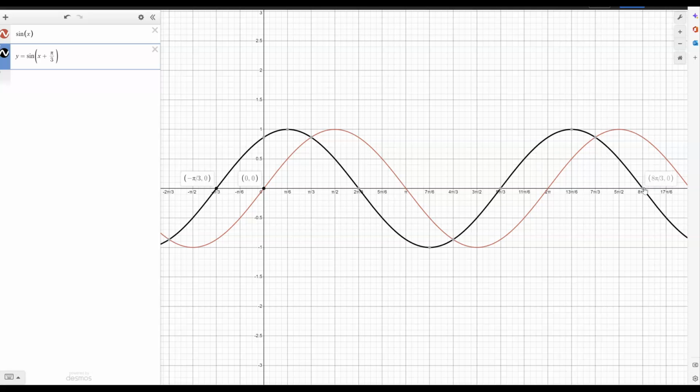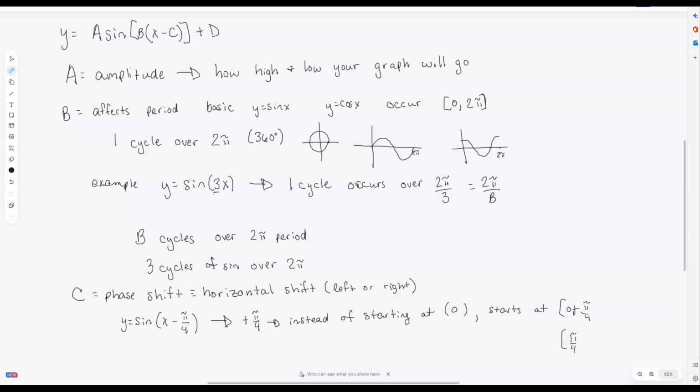And everything else stayed the same. There was just a shift, right? So instead of, again, ending at 2 pi, my function ended at 2 pi minus pi over 3. So 8 pi over 3. Or no, I'm sorry. So that's 5 pi over 3. Sorry about that. Okay. So that's your phase shift. So that's your moving left or right.